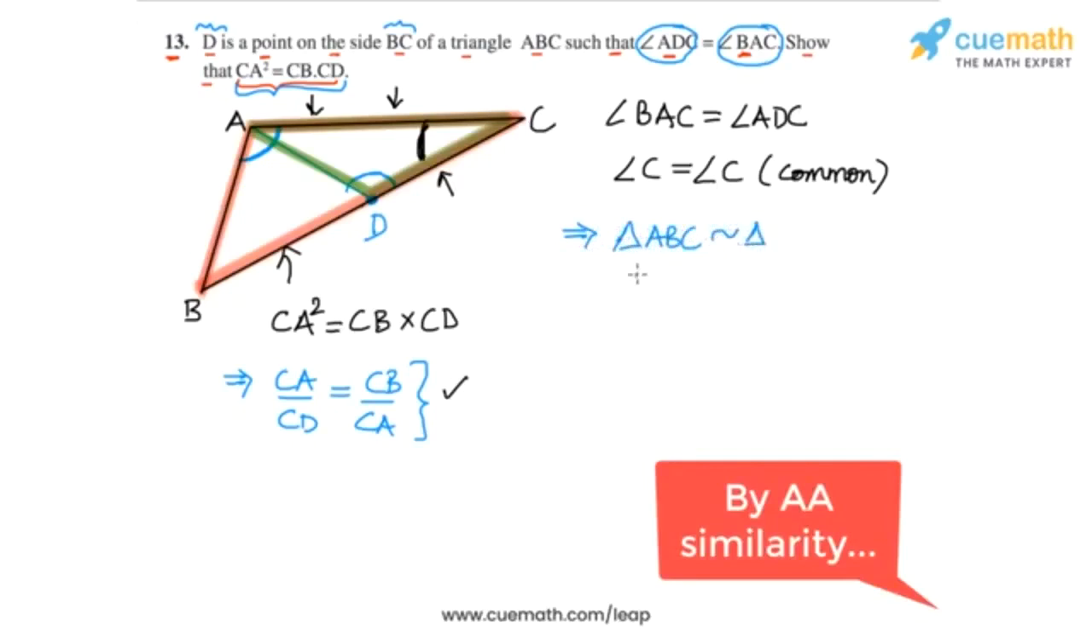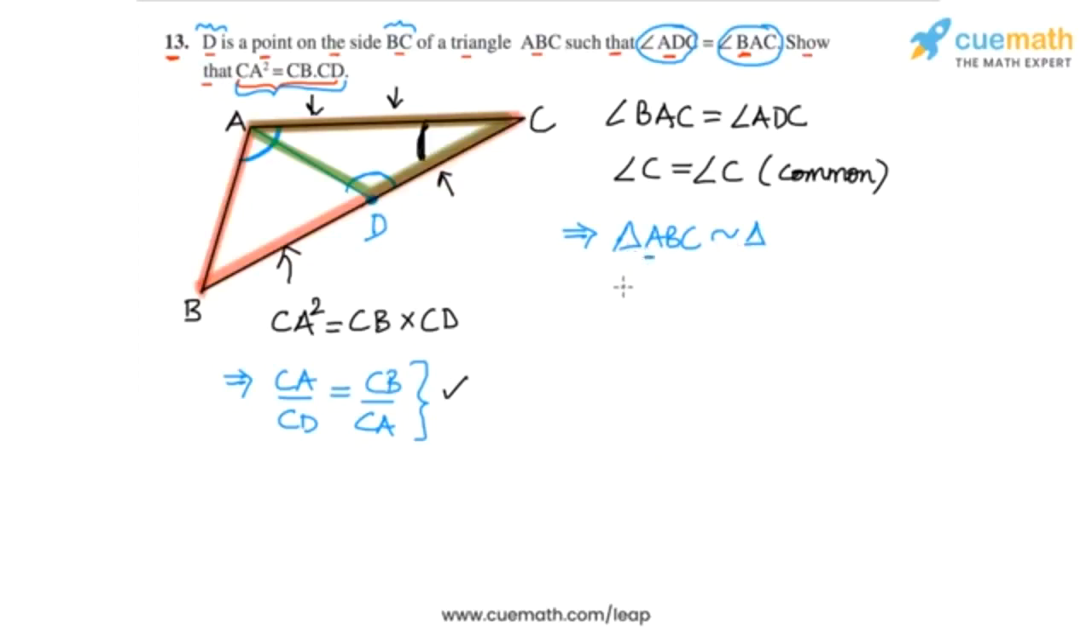So what will be the order of the vertices? Corresponding to A in triangle ABC, we will have D in triangle ADC, because we have an obtuse angle at A in the first triangle and we have an obtuse angle at D in this triangle. So corresponding to A we have D, corresponding to B we will have A, and corresponding to C we will have C. So triangle ABC is similar to triangle DAC. Make sure you understand how I've written this similarity relationship.